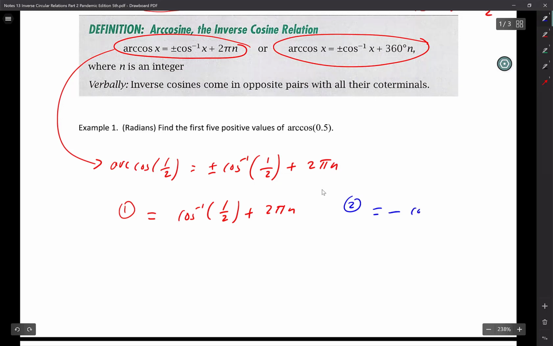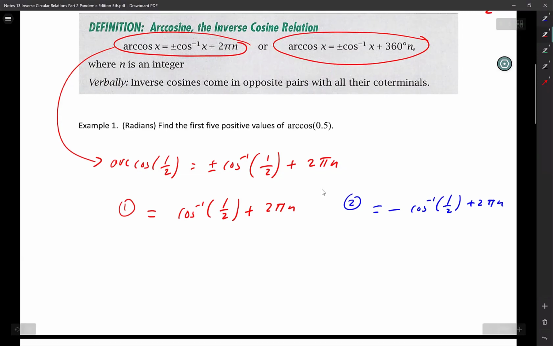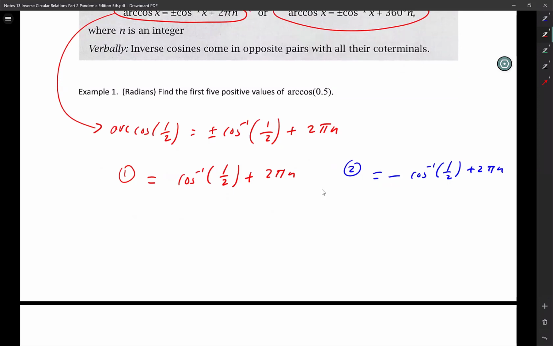Negative arccosine of a half plus 2 pi n. Now there's a reason why they call one positive, one negative. If you have a CAS and you type just that, in brackets, into a calculator, the calculator is going to give you pi over 6. No matter how many times you type it in, it's going to give you pi over 6.